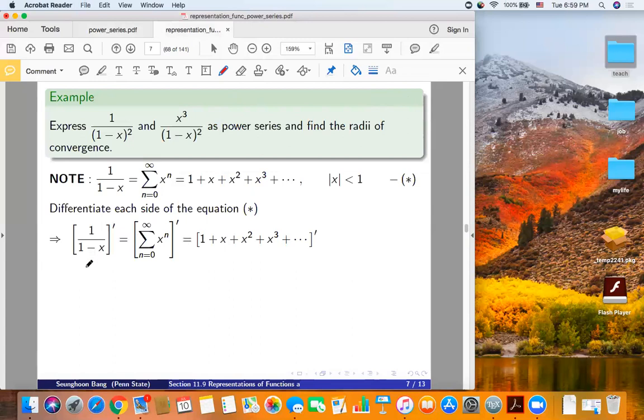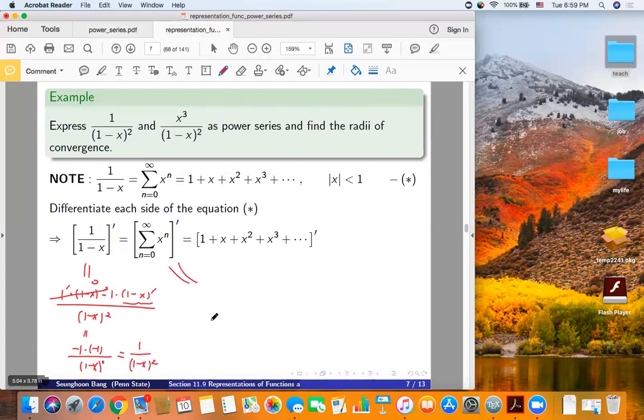What is the derivative of 1 over 1 minus x? You have to use the quotient rule: 1 prime times (1 minus x) minus 1 times (1 minus x) prime, over (1 minus x) squared. What's 1 prime? 0. The next one is minus 1 times (1 minus x) prime, which is minus 1, so we get minus 1 times minus 1, which is 1 over (1 minus x) squared. Exactly the left-hand side.